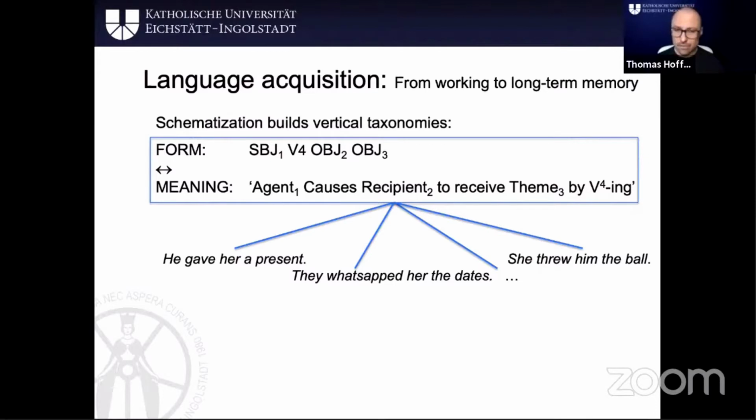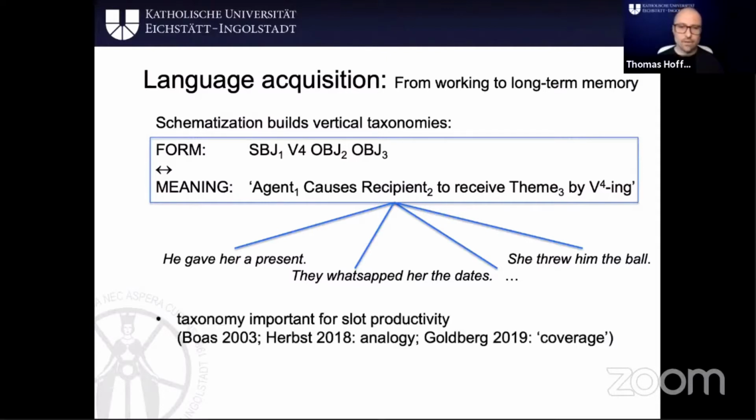Once you've got the schema, you can, of course, explain creativity, because the schema allows you to establish new instances. So you could also say, he Snapchatted me his holiday pictures, okay? All of these new instances are going to be licensed by the abstract construction, but at the same time, there's going to be the entire taxonomy that's important.